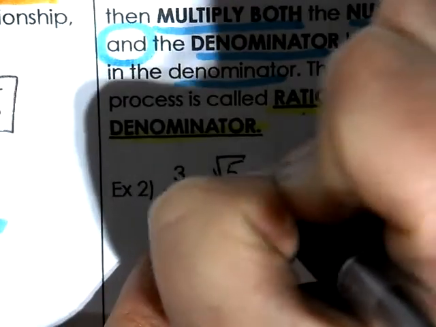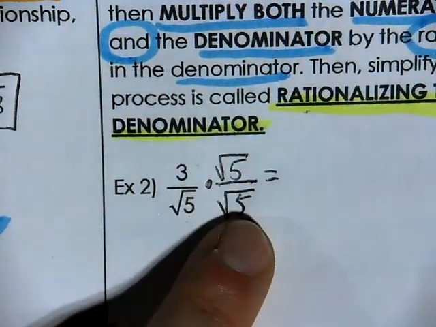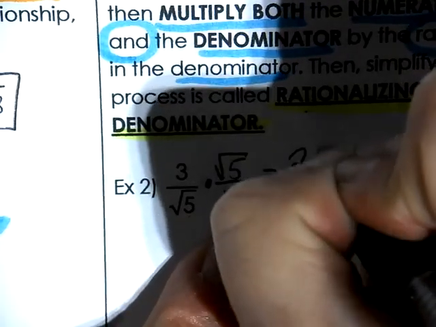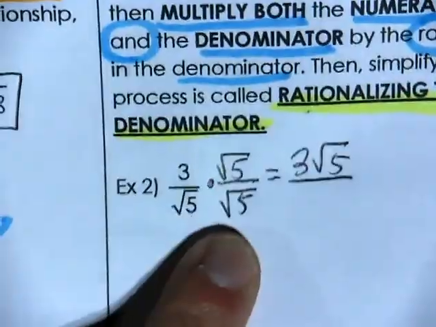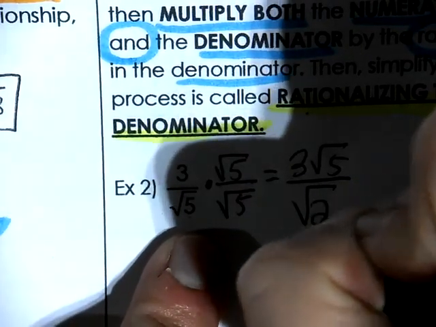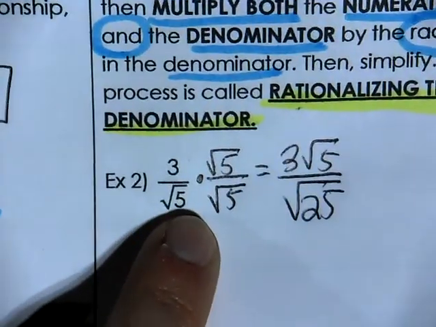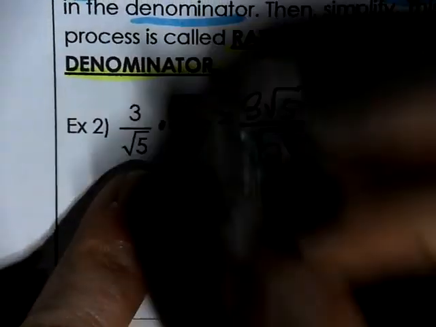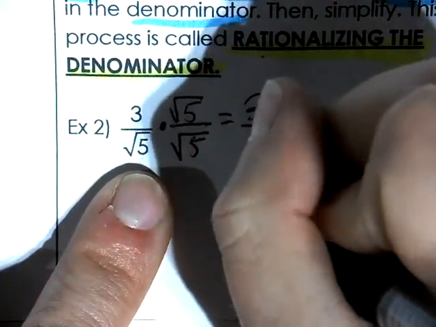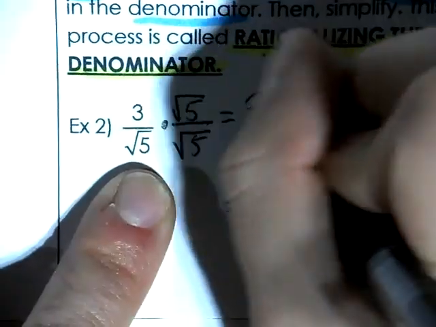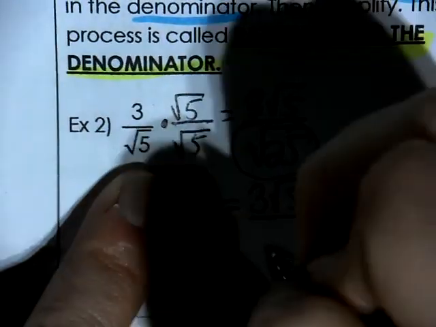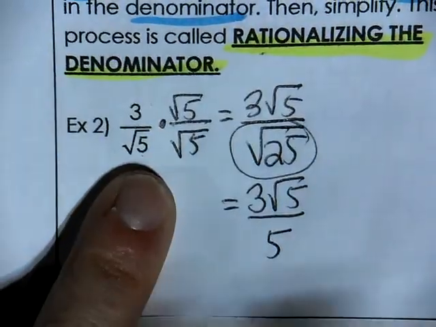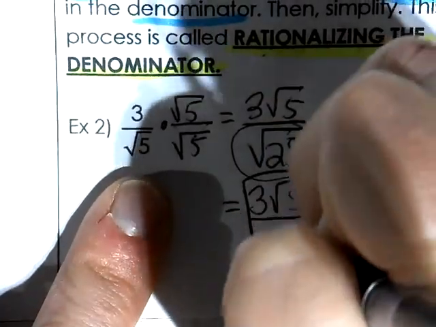Now watch what happens. When we multiply straight across, this becomes 3 square roots of 5 all over the square root of 25. Let's keep going with simplifying. We have 3 times the square root of 5, and we know that the square root of 25 is 5. Stop here. This is our answer.